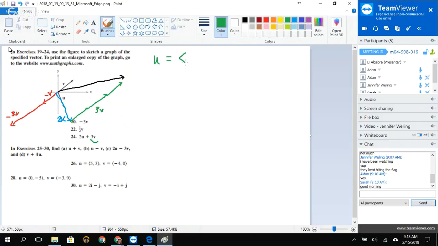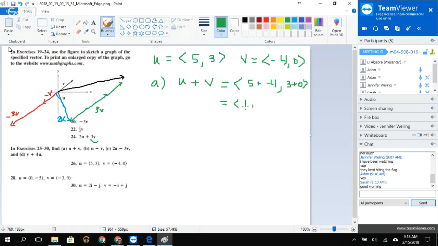So we have vector u equals (5, 3). Vector v equals (-4, 0). If I wanted to add u plus v, in my math mind I think of this as an x and a y. So you're basically going to be adding the x's and the y's. You add 5 plus -4, and then you add 3 plus 0, and you get u plus v equals (1, 3).